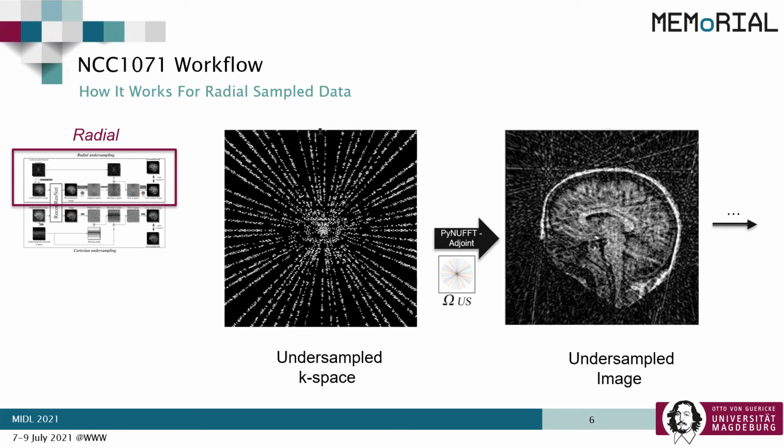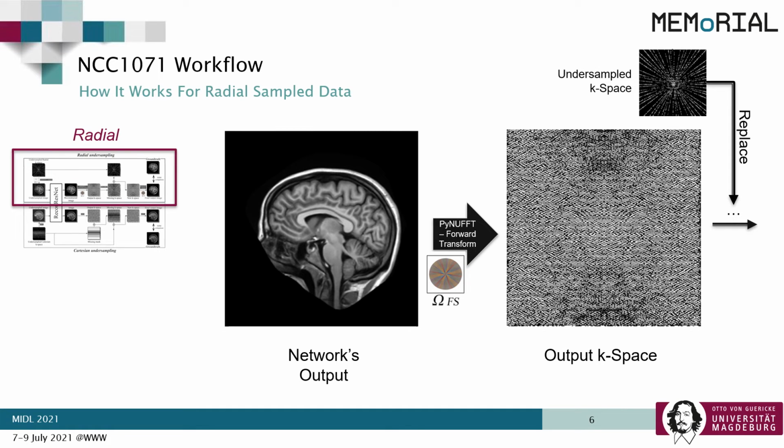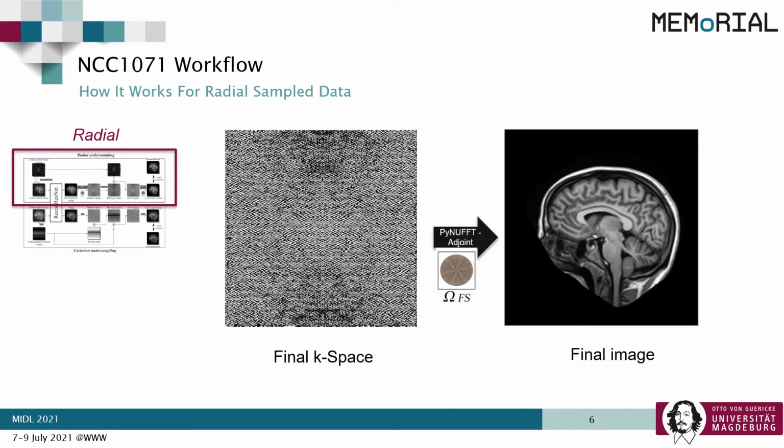Adjoint NUFT using PyNUFT is applied on the undersampled K-space to obtain the undersampled image. This undersampled image is then supplied to the network as input. And once the network provides its output, forward transform is applied to obtain the output K-space. Then the originally acquired data points from the undersampled K-space are replaced in this output K-space to obtain the final K-space. And then adjoint NUFT is applied on this final K-space to obtain the final image output of the framework.